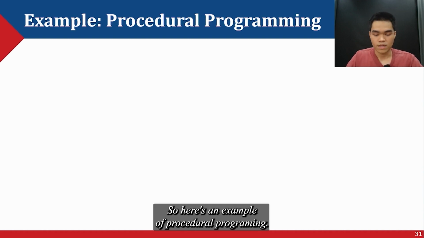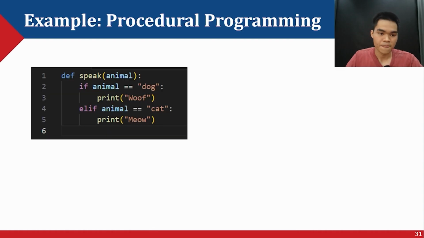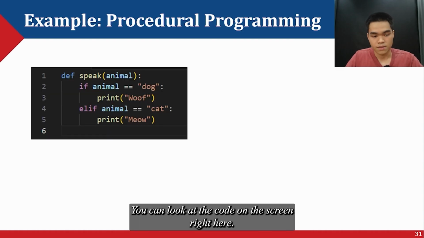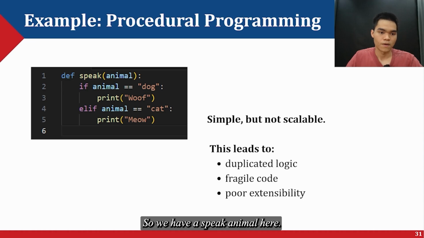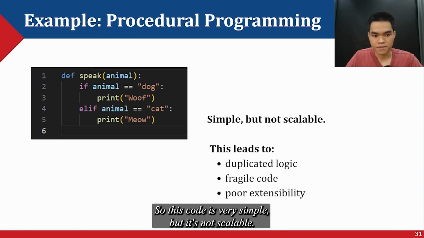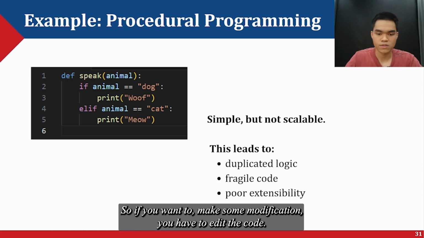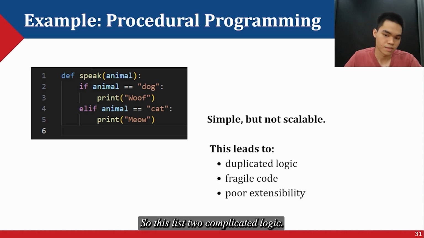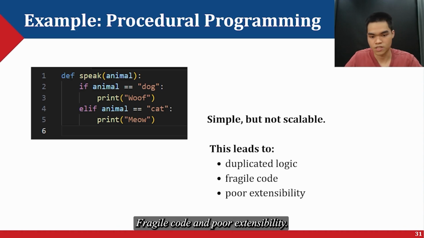So here's an example of procedural programming. You can look at the code on the screen right here. We have a function speak animal here. This code is very simple, but it's not scalable. If you want to make some modification, you have to edit the code. This leads to duplicated logic, fragmented code, and poor extensibility.